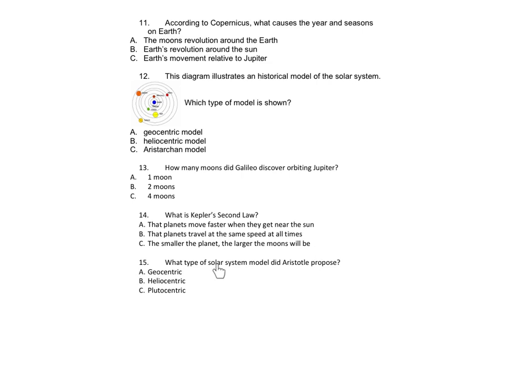Number 15. Which type of solar system model did Aristotle propose? A. Geocentric. B. Heliocentric. C. Plutocentric.